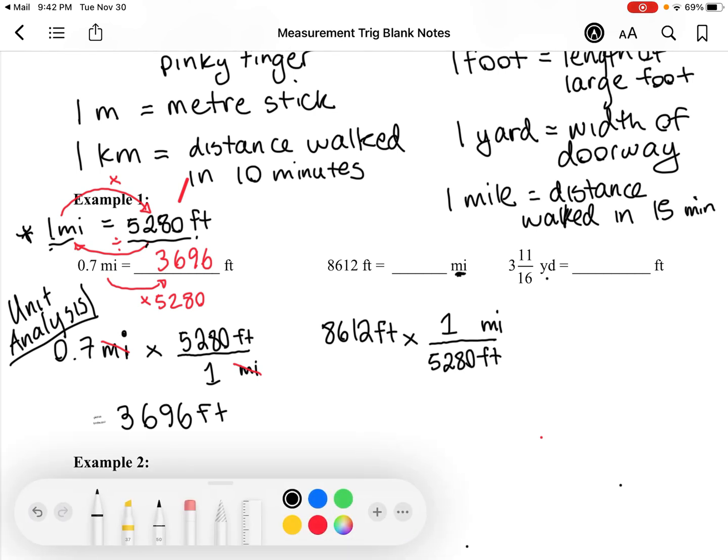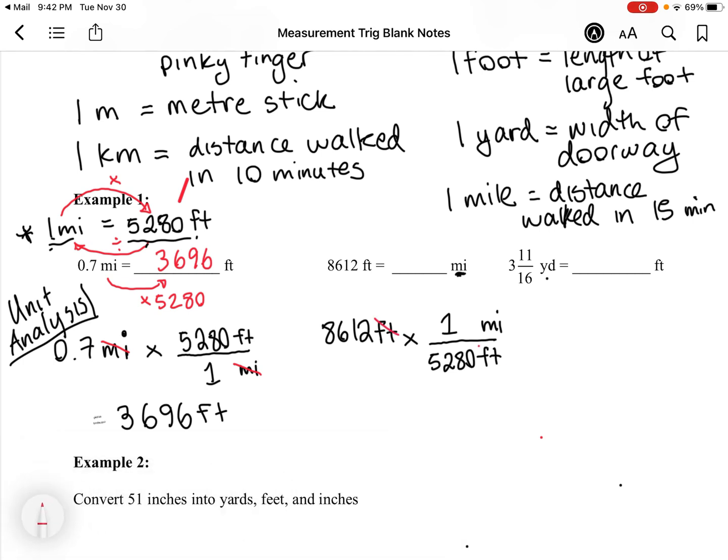And again, the units cancel. So we are basically left with 8,612 times 1 mile divided by 5,280. And when you do that, 8,612 times 1 divided by 5,280, we get, let me switch back to black, 1.63 miles. And that's just rounded to the nearest hundredth.